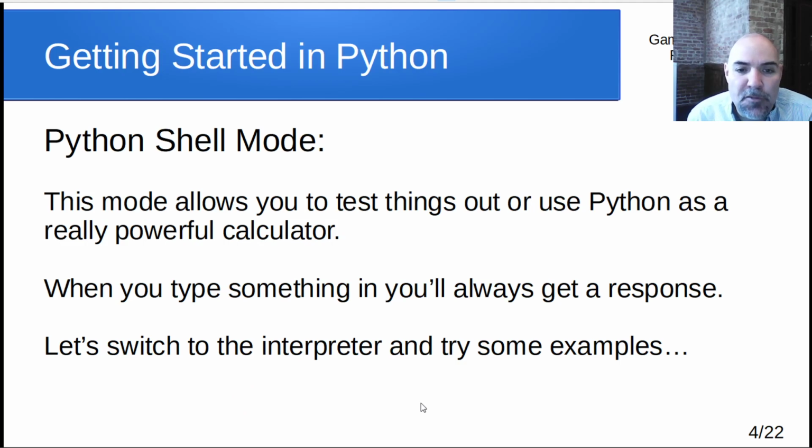Okay, so shell mode lets us test things out or use Python as a calculator. And you'll type something, you'll always get a response. Now, if you type something wrong, it'll give you a response saying you made a mistake, but you'll always get some response back from that. All right, so let's switch to the interpreter just quickly here and look at some examples.